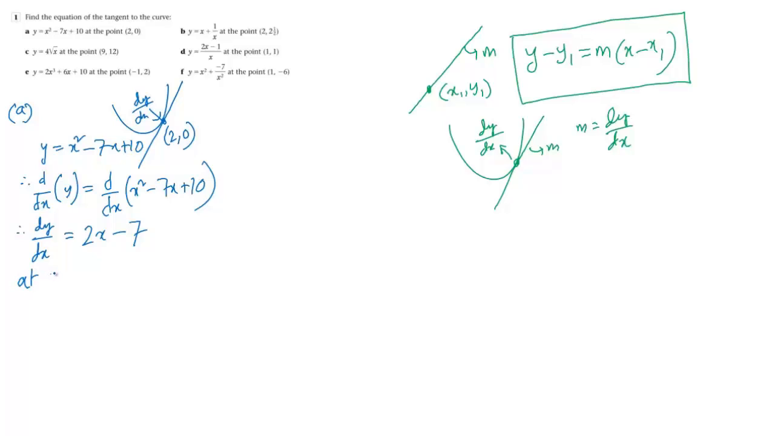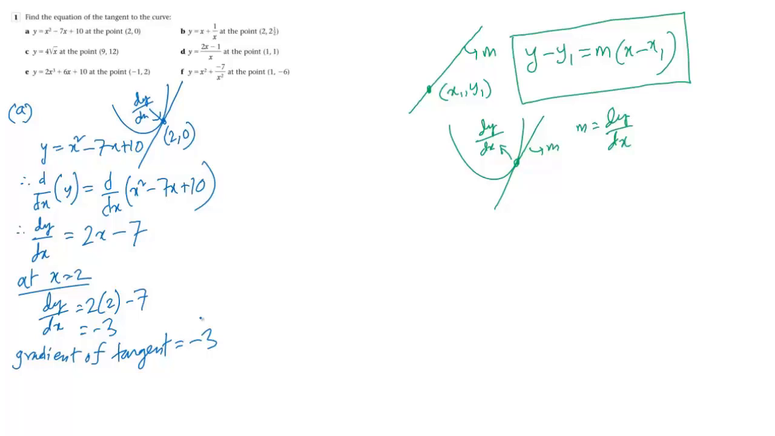Now we have to find the gradient at the particular point where x has the value 2. The y coordinate is 0, but we don't need y to find the gradient here. So dy by dx is 2 times 2 minus 7, which is 4 minus 7, which is minus 3. We found the gradient of the curve at the particular point (2, 0), which is the same as the gradient of the tangent line drawn at that particular point. So that is going to be minus 3 also. Remember, the gradient of the tangent is equal to the gradient of the curve.